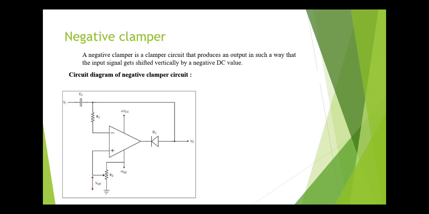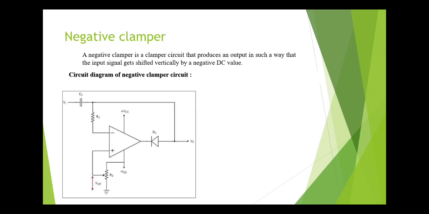In this circuit, a sinusoidal voltage signal Vi is applied to the inverting terminal of the operational amplifier through a network consisting of a capacitor C1 and a resistor R1. That means AC voltage signal is applied to the inverting terminal of the operational amplifier.